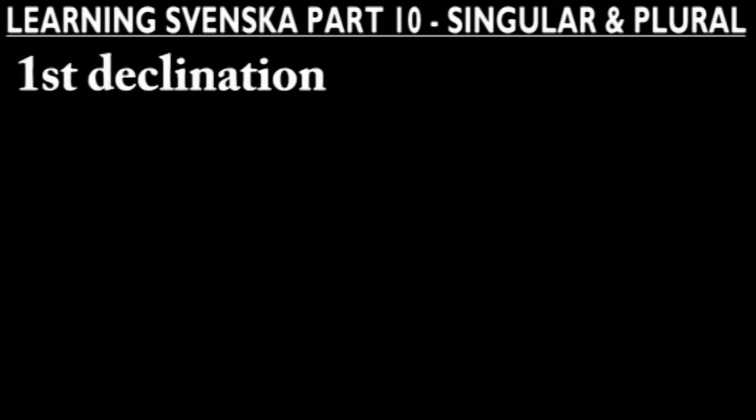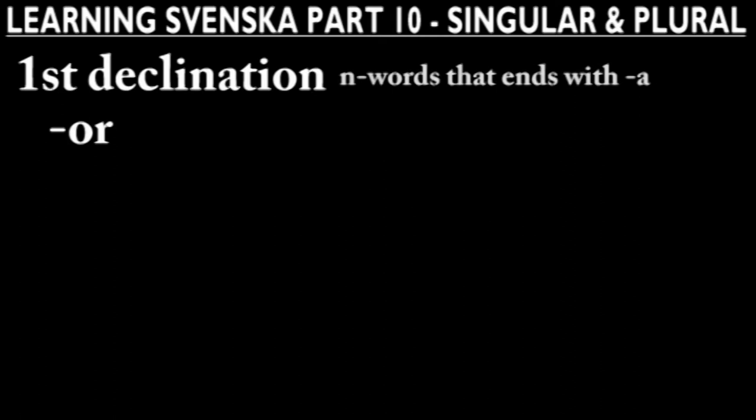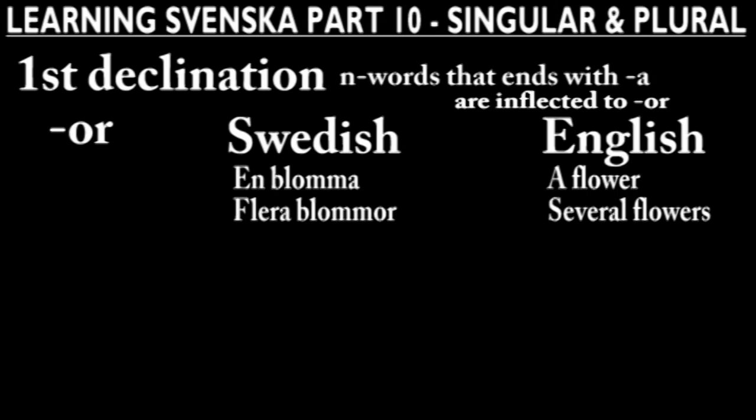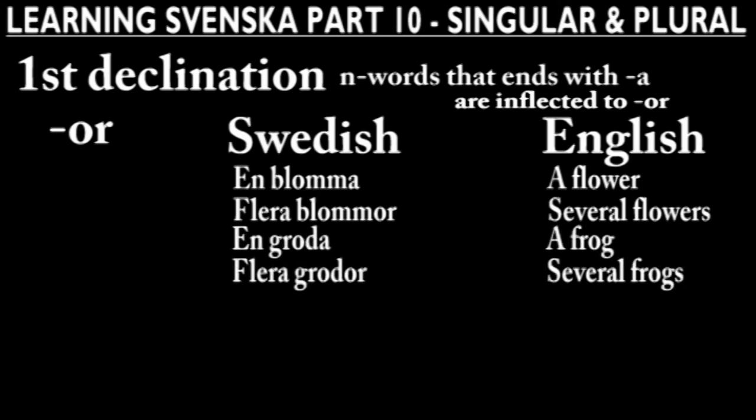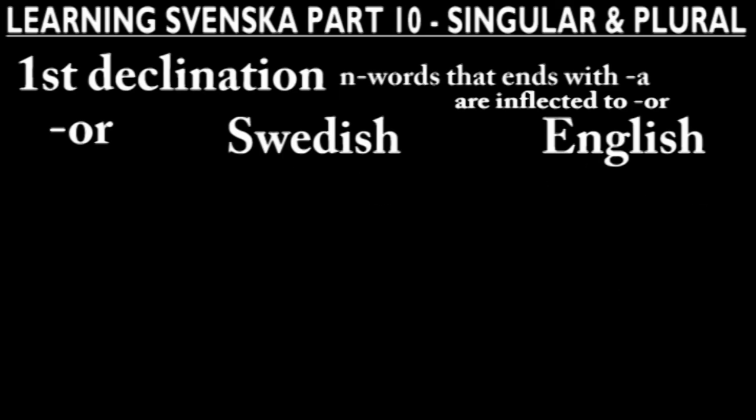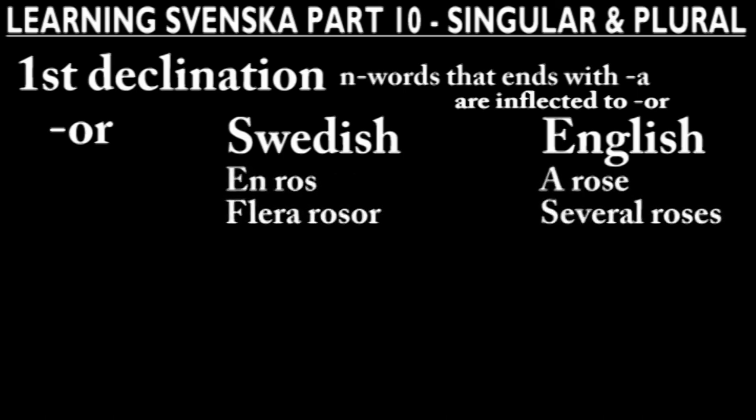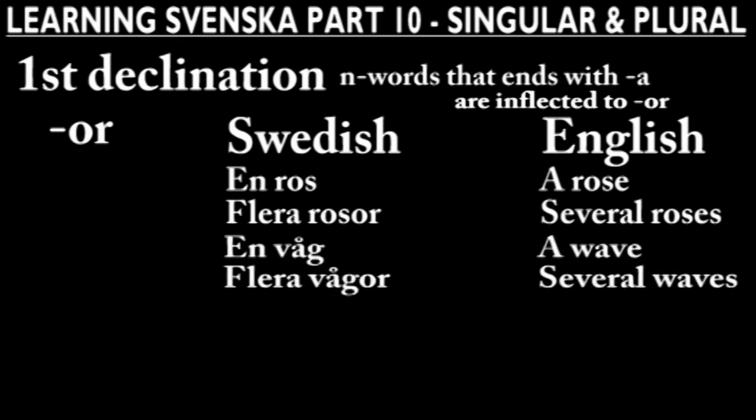I will start with the declinations for N words, and then the T words, and finally the declination which contain both N and T words. First declination. Or. N words that end with A in singular are inflected to or in plural. En blomma, flera blommor. En groda, flera grodor. Two exceptions here are en ros, flera rosor. En våg, flera vågor.